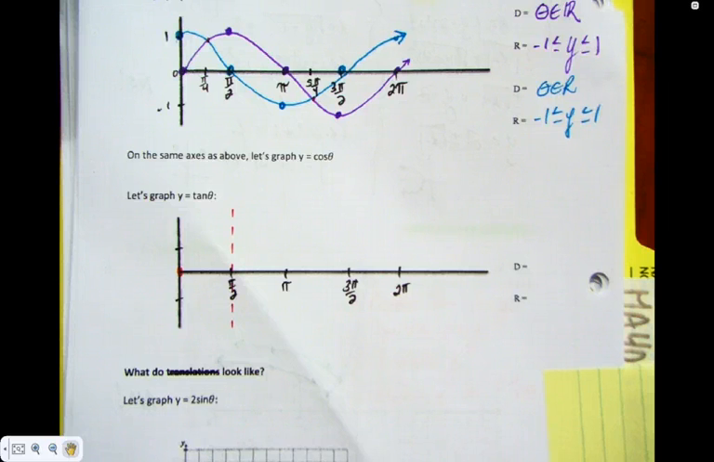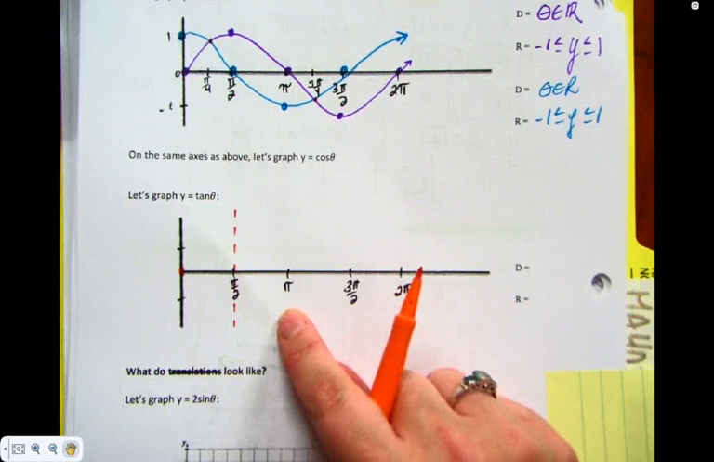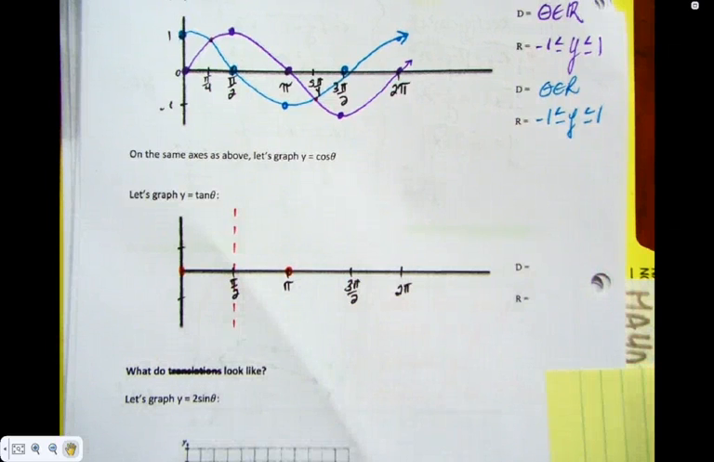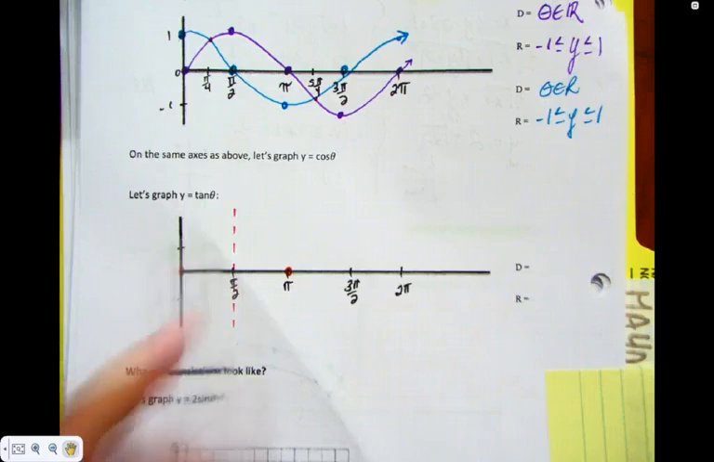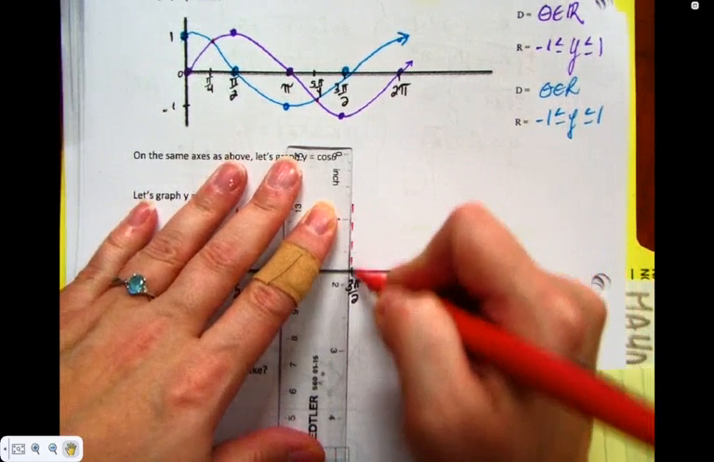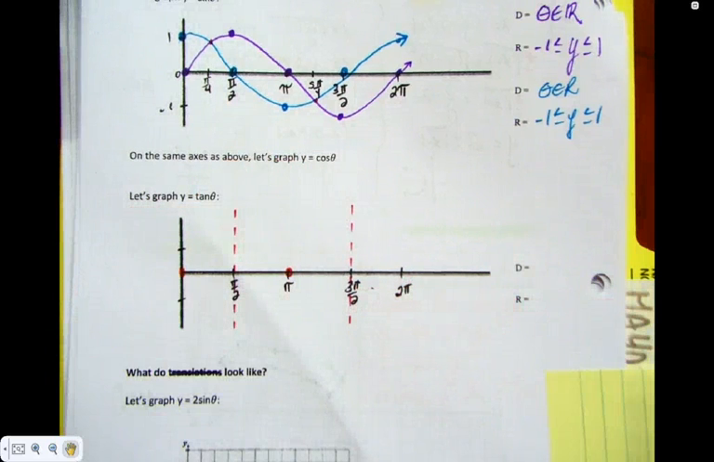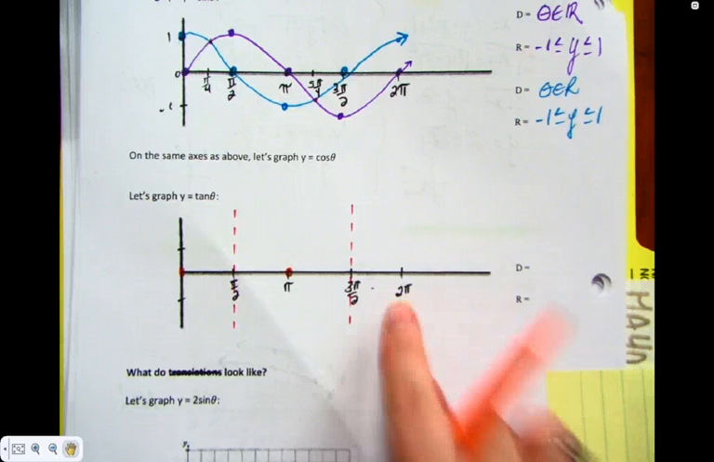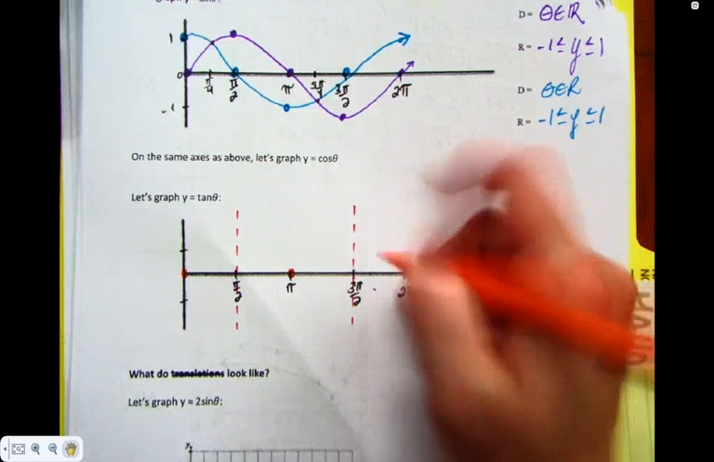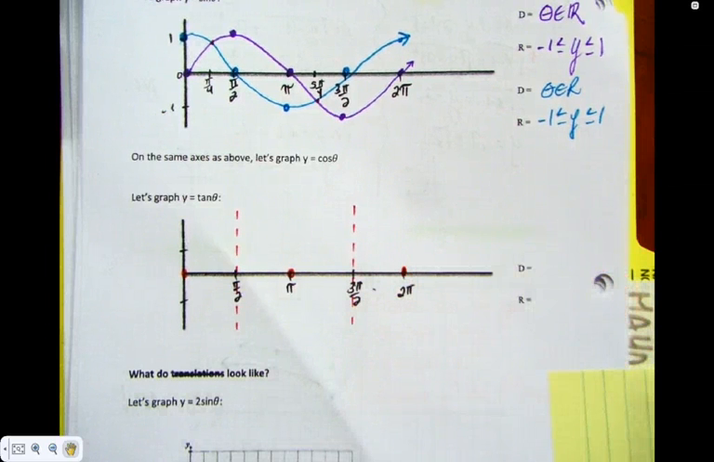Pi, left-hand side of the circle. What's the tan value at pi? 0. Bottom of the circle, 3 pi on 2. Undefined, so we're going to have another asymptote. See, this is why tan is special. There's some funky stuff going on. What about 2 pi? So back to where 0 is. 0. Okay, well that didn't really give us a lot.